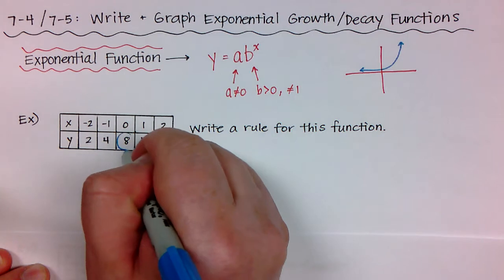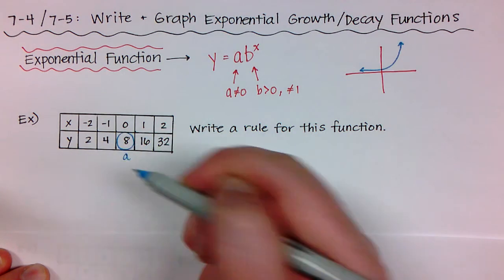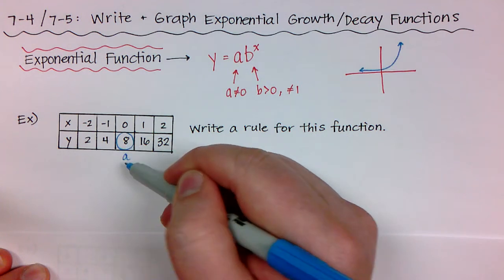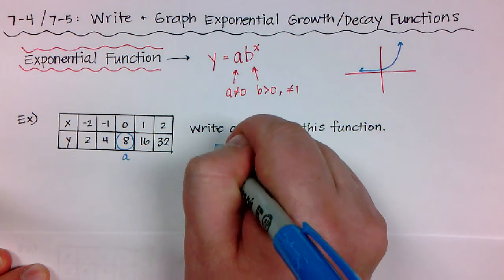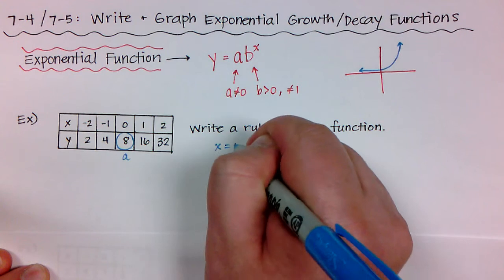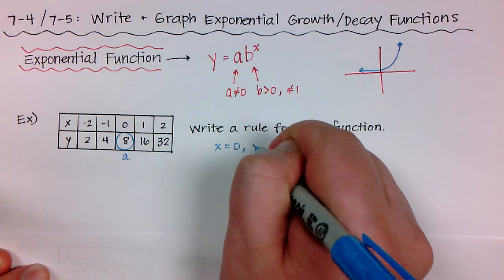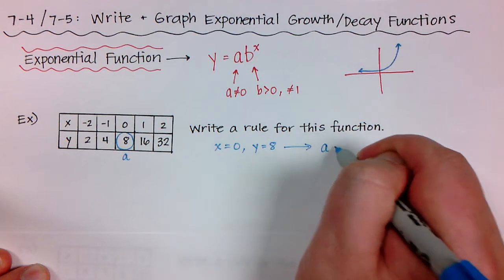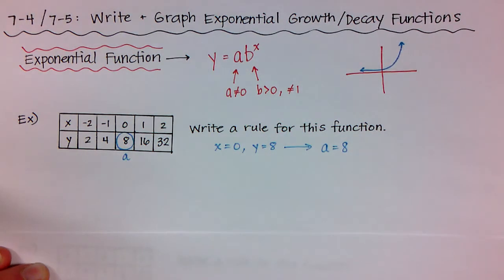I would say that the a is probably the easiest to find in your set of data. The a is always right here. It's wherever the x value is 0, the y value is your a. So when the x value is 0, you're going to look for the y value, and if that's 8, then that means that your a is going to be 8. So you have no work. It's just kind of looking at the function.